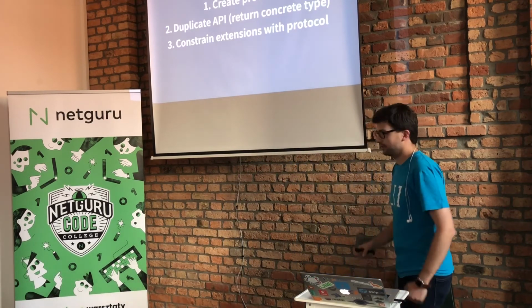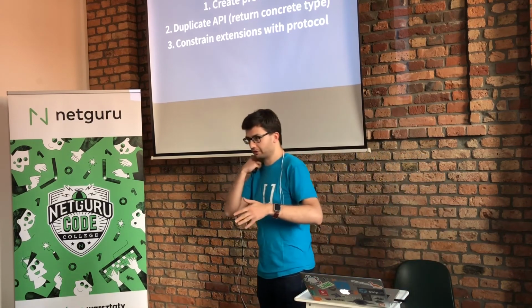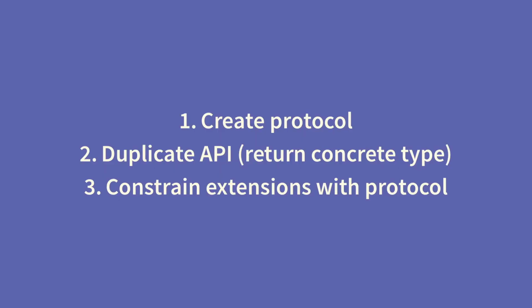So you don't have a protocol, you have a concrete type, but you are creating a protocol. You are creating a protocol with associated types. So instead of getting the associated types and putting them into the signature, you're getting the types from the signature and putting them into the protocol. Then you duplicate the API, so you're basically copying all the signatures to the protocol, and then you constrain those extensions that you want to write, those transformers, with protocols. Okay? Let's see that.